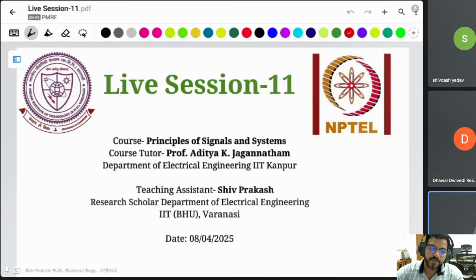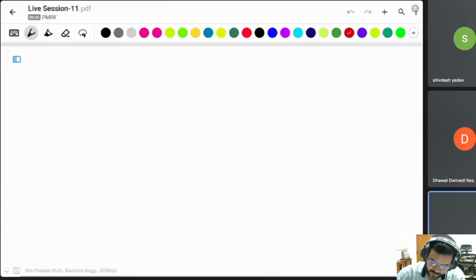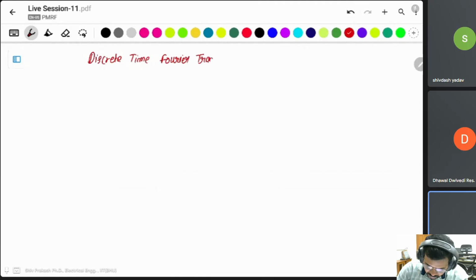Today's session is the discrete time Fourier transform, which is applicable on the discrete time signal. DTFT, discrete time Fourier transform.